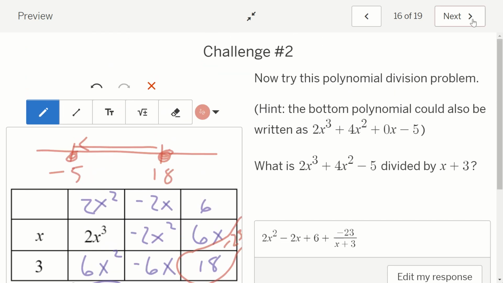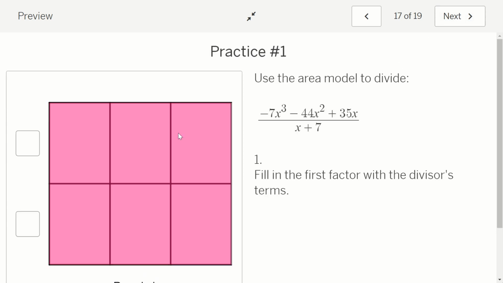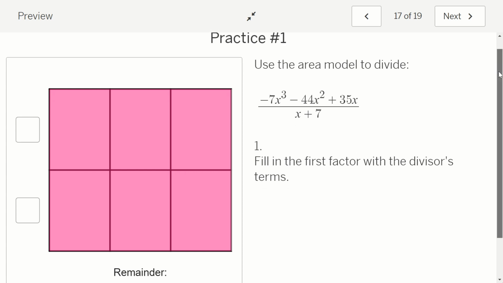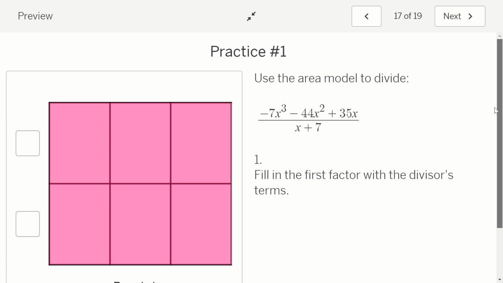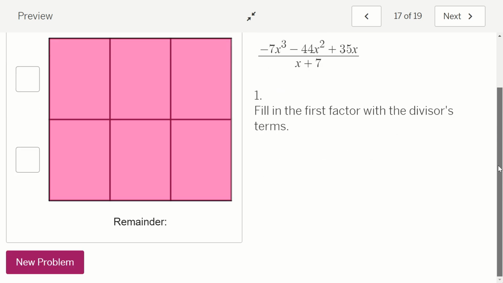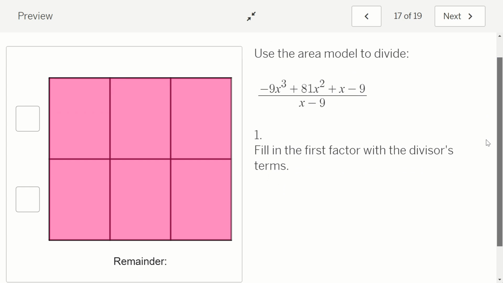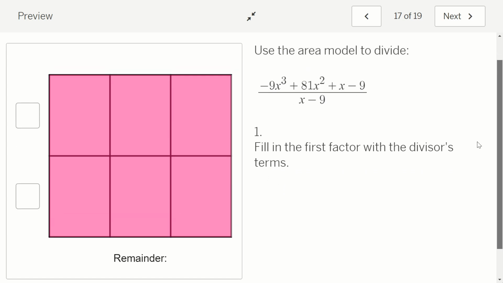All right, so that brings us to your practice ones. These are set up similarly to the ones that we did for our factoring on the Desmos. So fill in the first factor with the divisor's terms. You put that in, and then you're going to fill it in as you go. If you're doing this at home and you run into an issue, I'm going to click new problem. So I think you can pick different problems if you don't like the numbers, or you just want more practice, so we can go through this one.